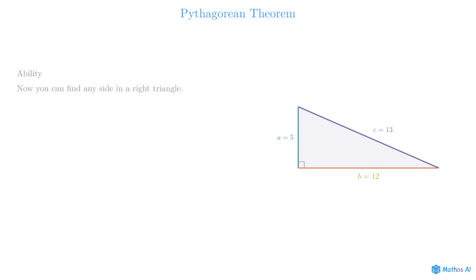Now you can find any missing side in a right triangle using the Pythagorean theorem. Substitute the known values, square them, add or subtract, then take the square root. A squared plus b squared equals c squared. Simple, powerful, and timeless.